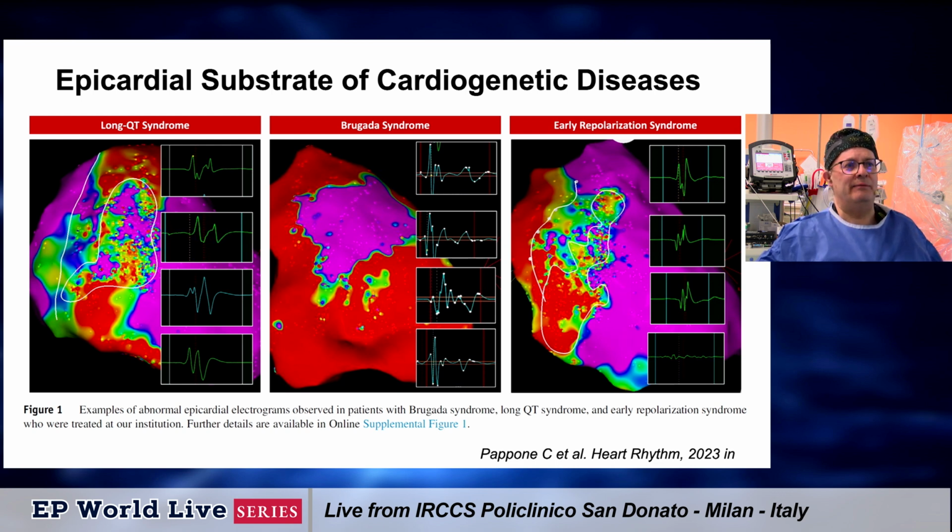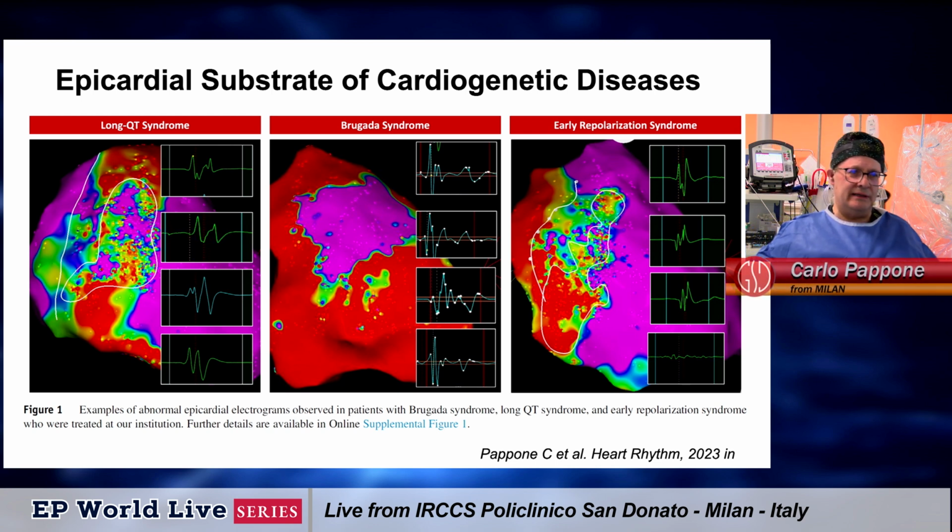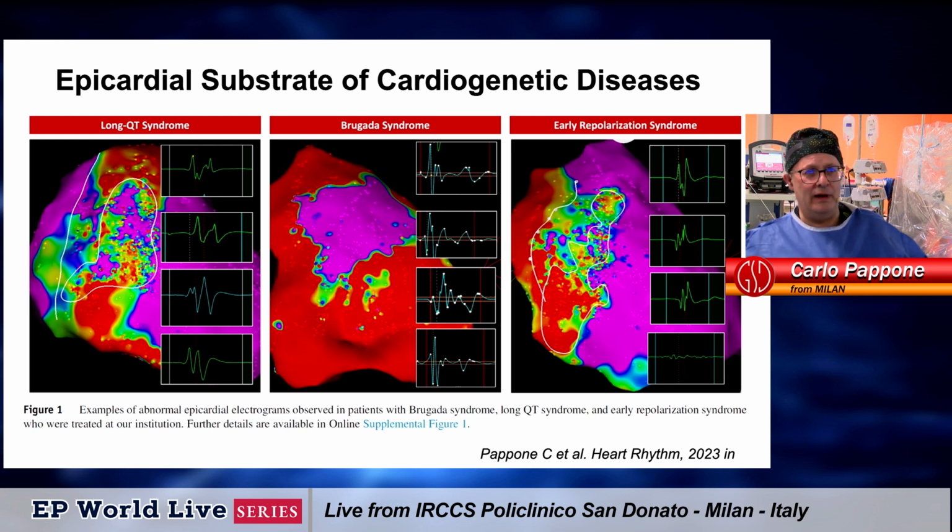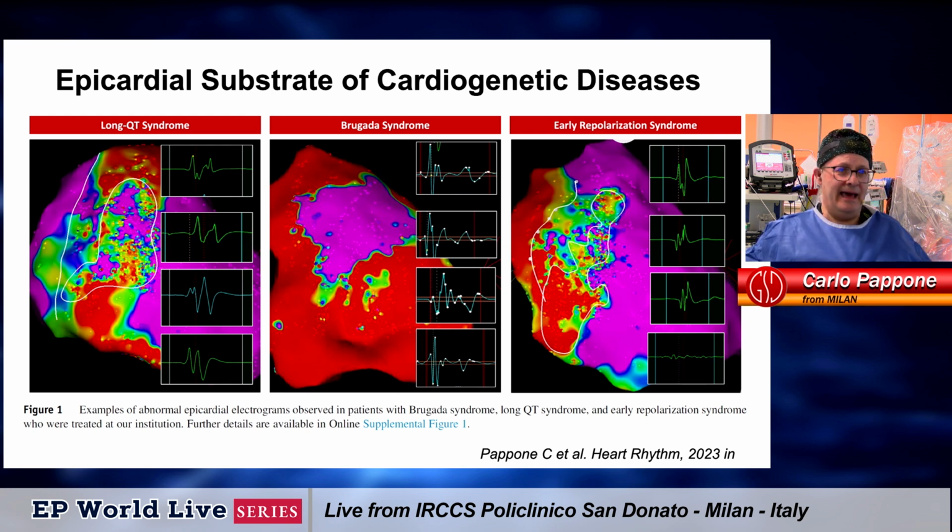And then we have the substrate of early repolarization. Very frequently, the abnormalities are similar to the long QT, so we have reduction in the voltage and presence of fibrotic area, in particular in the outflow tract or very close to the tricuspid valve. Interesting is the localization of the fibrosis very close to the tricuspid valve. This is the reason why 25% of patients with Ebstein disease have sudden death, and the fibrosis has been found during autopsy.